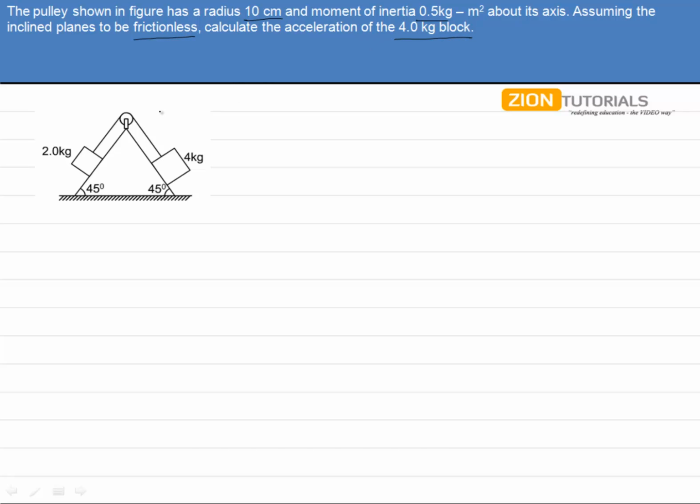So let us assume that the system is moving like this with an acceleration of a. Now if we assume this block to be block 1 and this to be block 2, then we will be having a component mg sine 45 degrees here in this direction, while there will be a tension T1 over here and T2 over here.